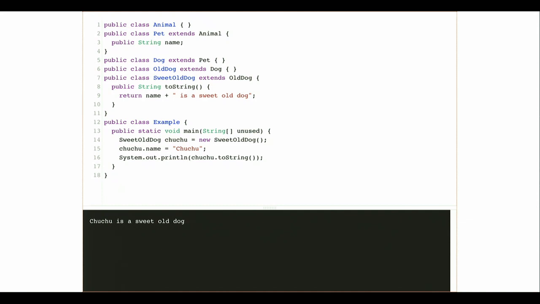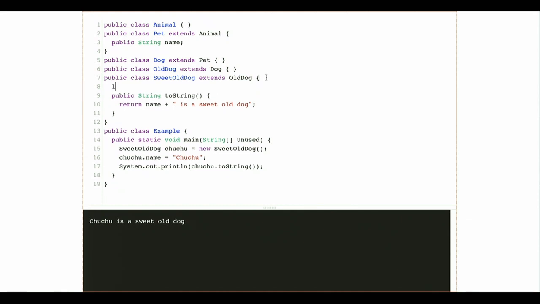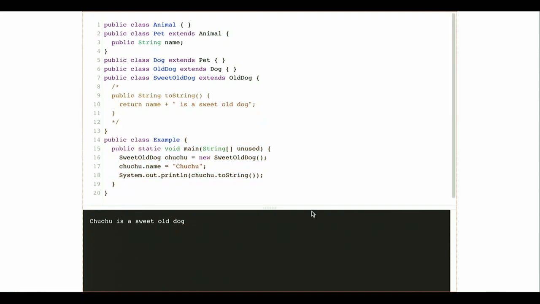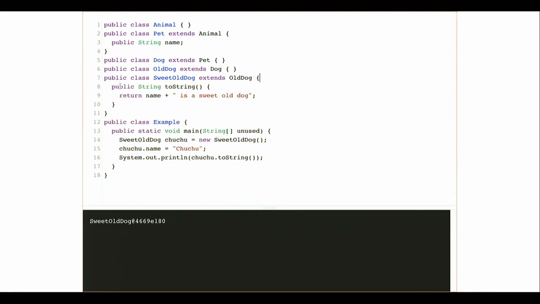So before I overrode the method, here's what was happening. Let's comment this out. Run it again, I get the old behavior. Add this method, and run it, and now I get the method I want. So what's happening here?